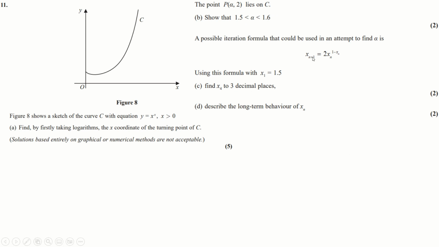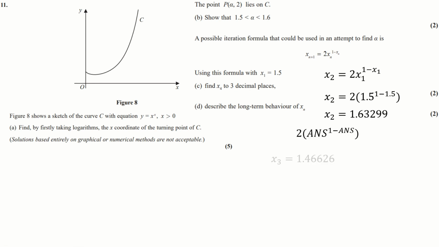And then some iterations to do at the end here. So x1 is this, so let's do x2. If n is 1 here, we get x2 equals 2x1 to the power 1 minus x1. x1 is 1.5, so we'll get this. You can type that in the calculator, you get this. To find x4, we just need to replace the thing in the calculator with that and press equals once to get x3, then press equals twice to get x4.